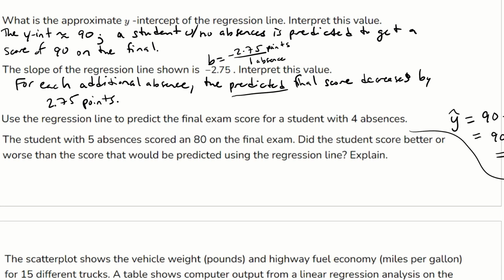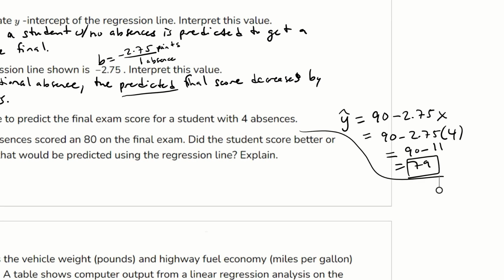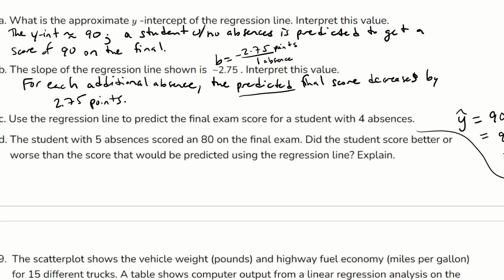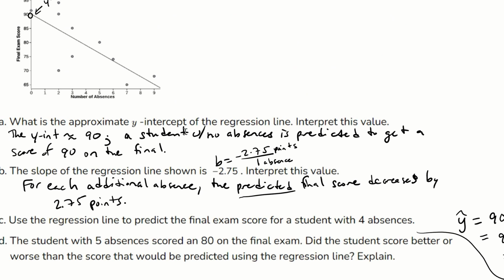For part D, the student with 5 absences scored an 80 on the final exam. Did the student score better or worse than what would be predicted using the regression line? All right, there are a couple ways that you can answer this question. You can look at the regression line and see that the student that had 5 absences had a score of 80. That's this point right here. That is above the regression line, which means that he did better than what was predicted.